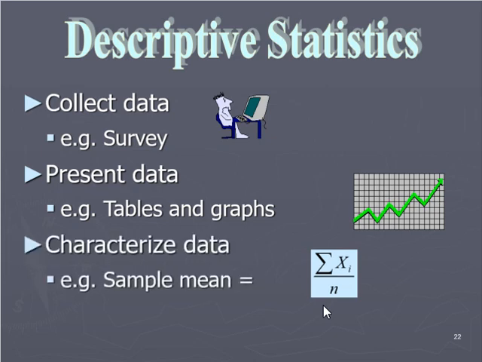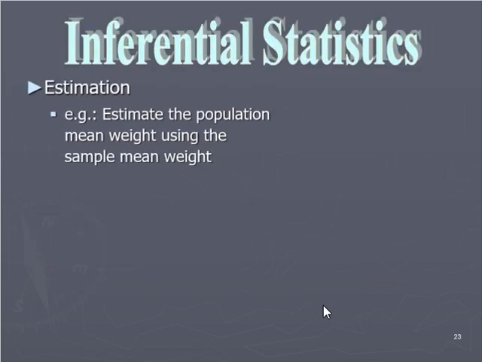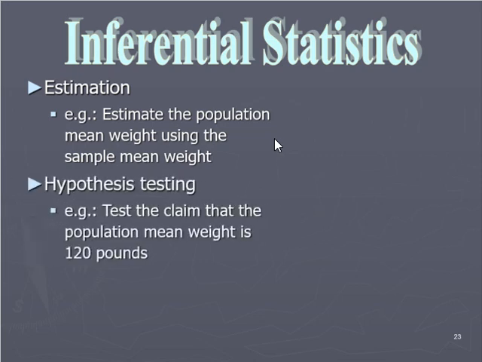Okay? Now, you also have inferential statistics. Under inferential statistics, most of the time, you estimate. You estimate the population mean weight using the sample mean weight. So, ayan, nag-sampling ka na. Okay, so kung ano yung characteristics ng sample mo, yun din yung characteristics ng population mo. Okay, so that's inferential statistics. We use them also for hypothesis testing.